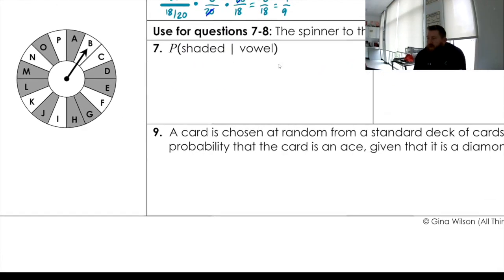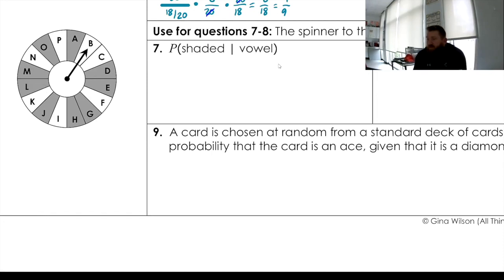The spinner on the left is spun. Find the probability that it is shaded given it's a vowel. So we need the probability that it's a vowel. And on this wheel, we've got 16 spaces. And of those 16 spaces, 4 are vowels.